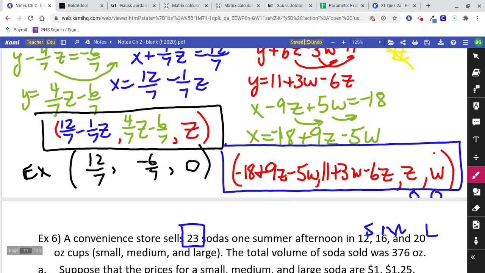If you picked zeros and plugged them in, you're going to get an 11 for the y term and a negative 18 for your x term. That's one possible solution. Negative 18 for x, 11 for y, 0 for z, and 0 for w. That's one of the many solutions.